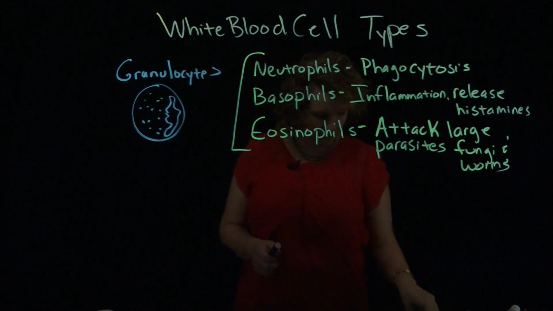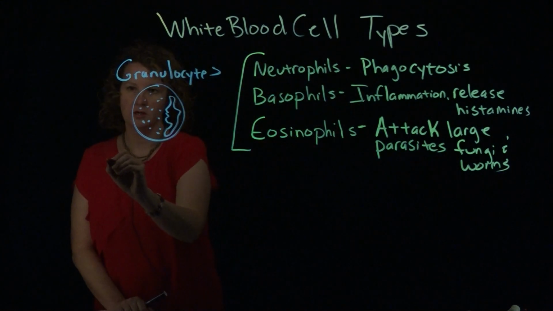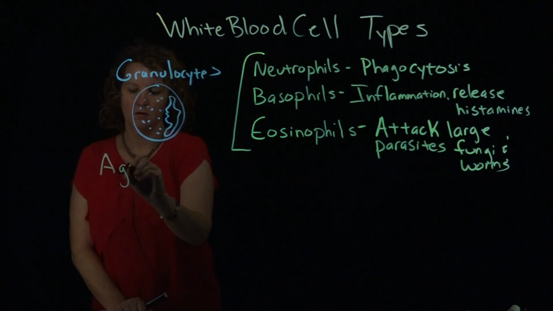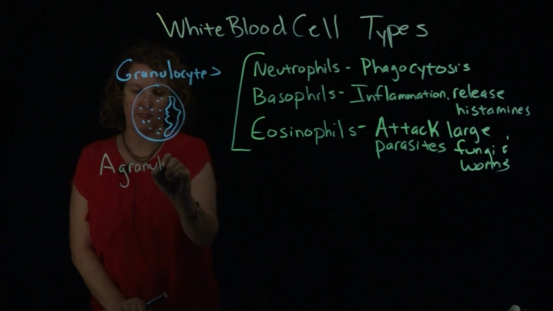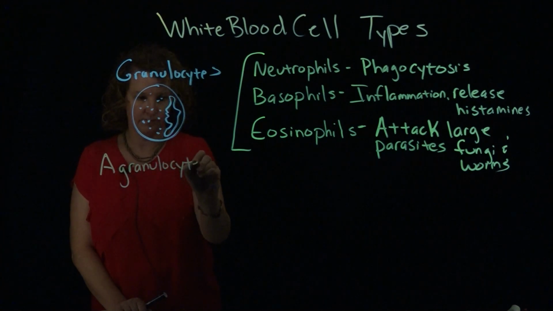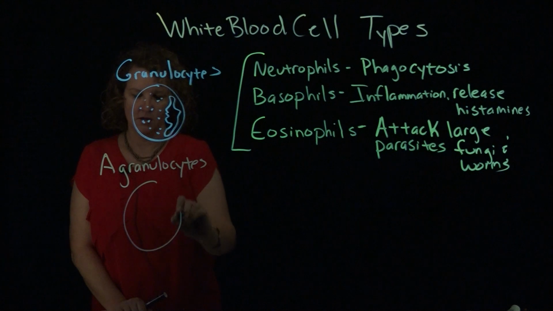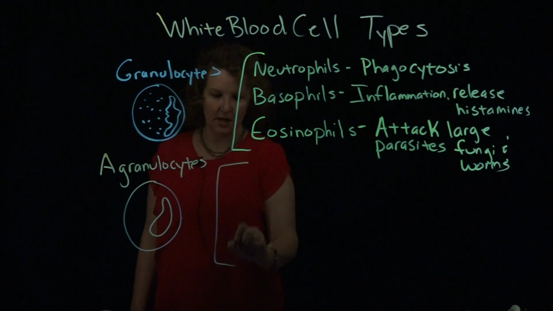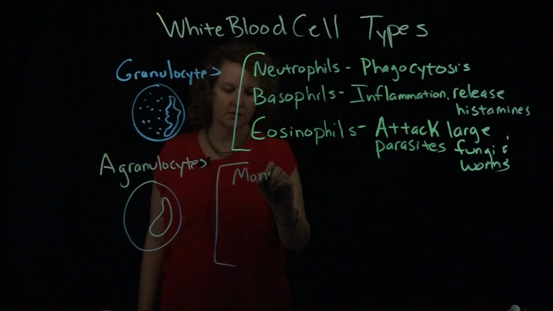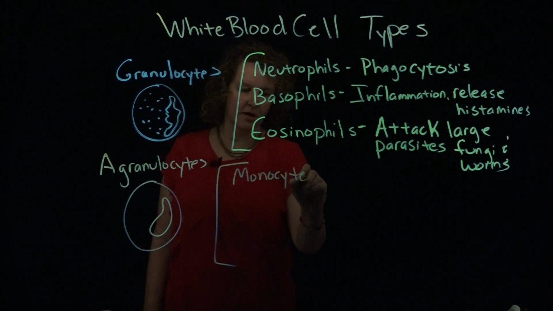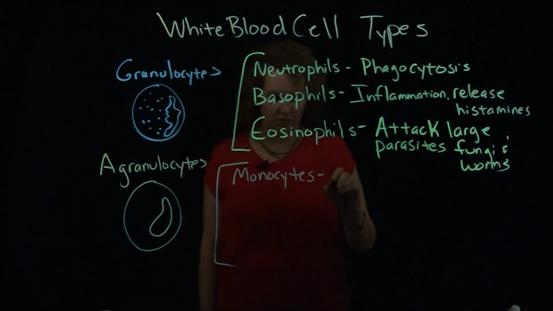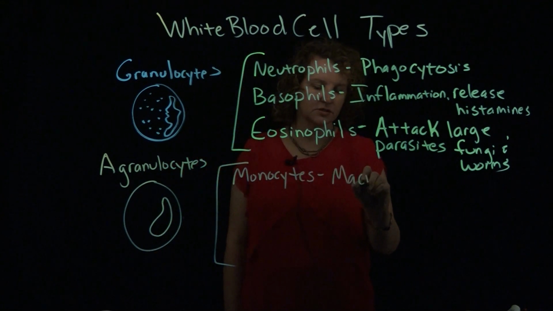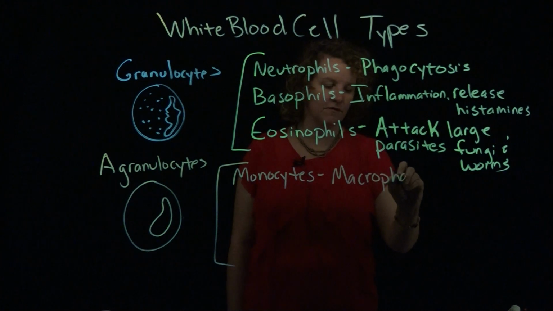Now the other type are the agranulocytes. These have a smoother nucleus and lack those cytoplasmic granules. And the three major categories I'm going to list here are monocytes. Those differentiate into macrophages, and then there's some specialized macrophage types.